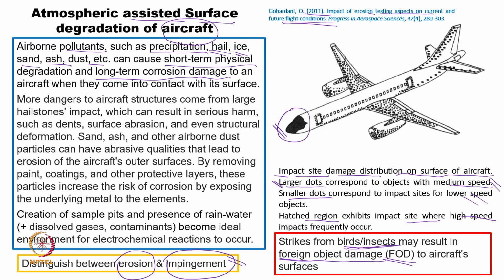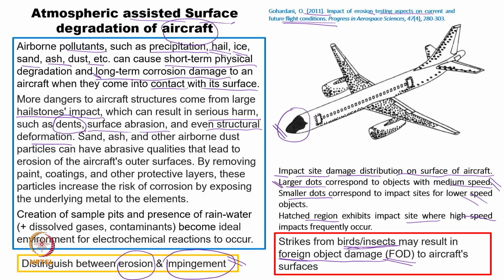While corrosion, because the water particles will be available, will cause long term corrosion damage. So, this happens to the surface of the aircraft. Now, what is really more dangerous? More damage is basically from hailstone impacts, the bigger particle that comes and strikes the surface, which will cause serious harm, the reason being a bigger dent, not a smaller one. It can also remove material from the surface, so surface abrasion is also possible, and even the whole structure, not just a localized region, can get completely deformed.